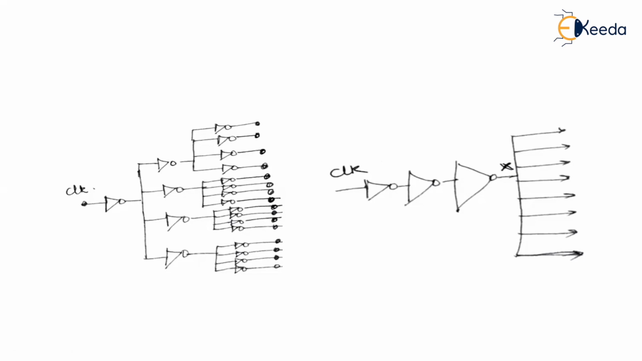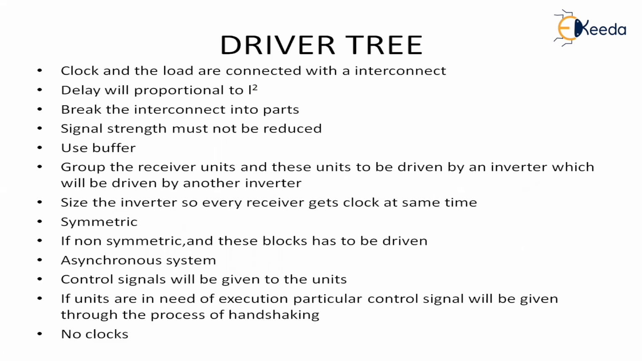By breaking the interconnect, we did the grouping, and then we used drivers or buffers in between to make sure my signal strength is not reduced. And at the end, I did the logical effort by increasing the size of my inverters, so that at the point X, the clock which is being generated will be distributed or routed to all my receiver points at the same time. This will happen only when the system is symmetric.